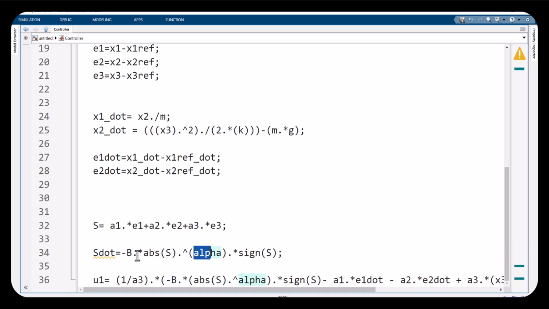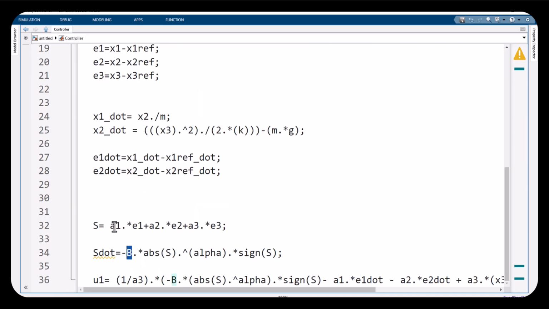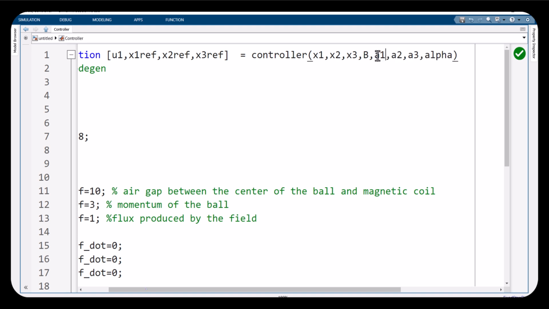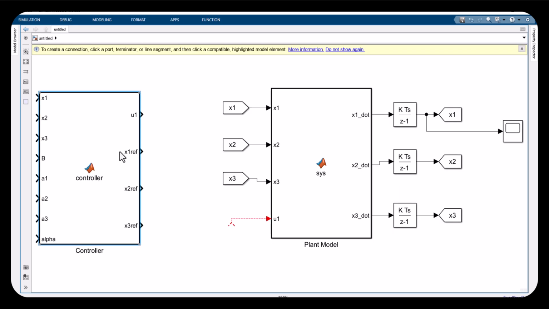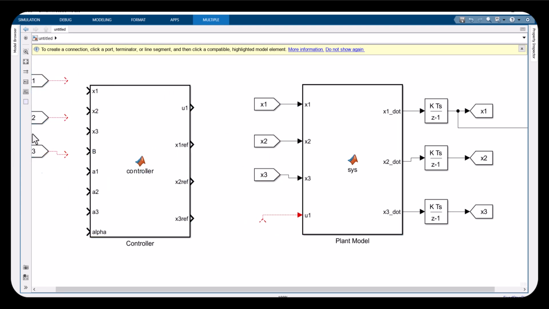So here alpha and beta, and we had this a1, a2 and a3. All of these are tuning parameters, so we take them out: beta, a1, a2, a3 and alpha. We must determine their best values by some method. Let's see what our controller at the moment looks like. We have the three states x1, x2 and x3, and the information comes from the plant. So here's the x1, the x2 and the x3.